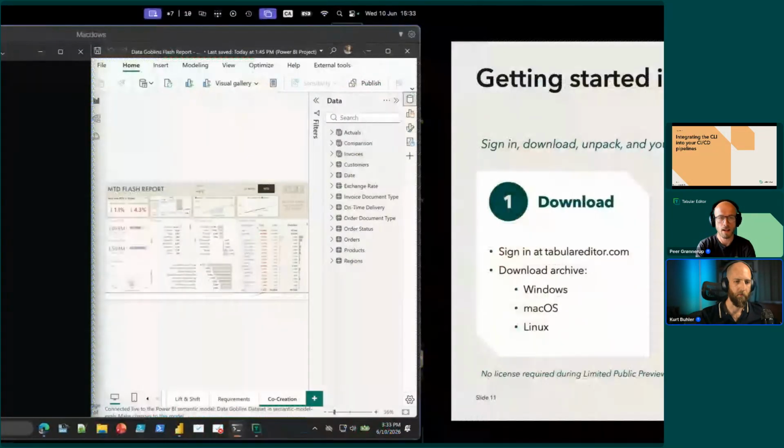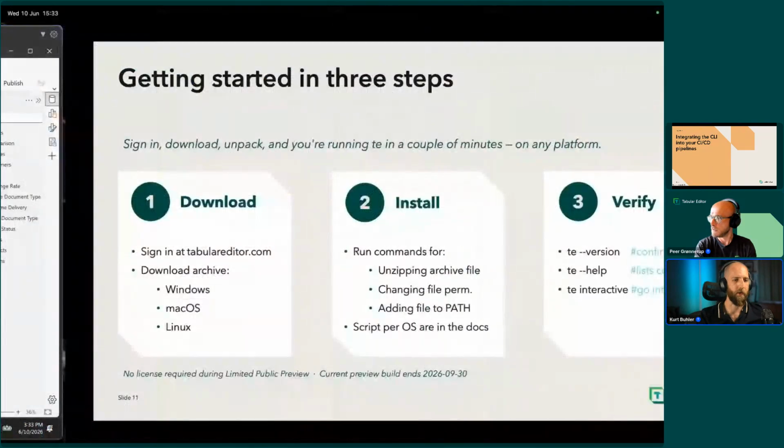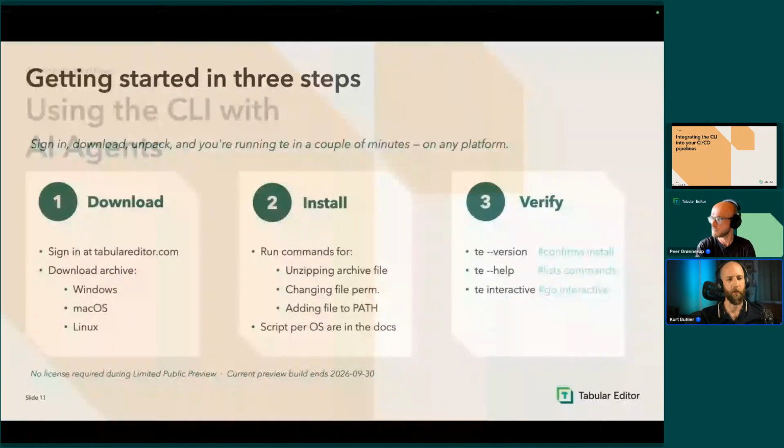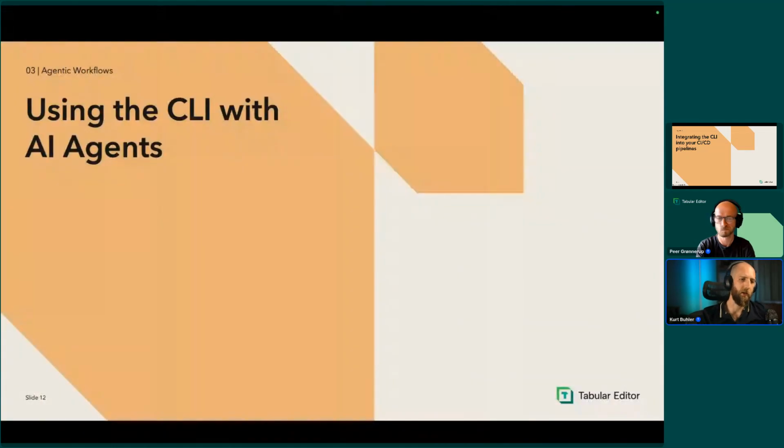So I think with that, it's a good point to talk about using the CLI with AI agents. I gave the example at the end. It's quite a sophisticated example, where you can basically set an agent off in a loop to optimize DAX using the Tabular Editor CLI. That is one use case, but there are, of course, many, many, many.